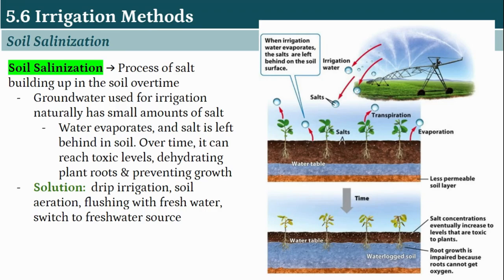As the water evaporates, the salt is left behind and it can slowly build up until it's toxic, dehydrating the plant roots and preventing growth. And we looked at in our lab the optimal levels of a salt concentration for plant germination to occur. So, in order to prevent or reduce the impacts of soil salinization, we should be using drip irrigation, soil aeration, flushing soil with fresh water, or switching to a fresh water source that doesn't have trace amounts of salt.